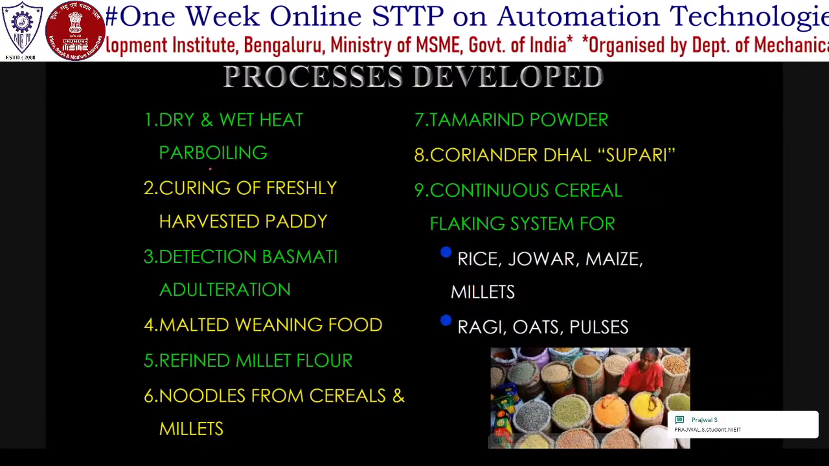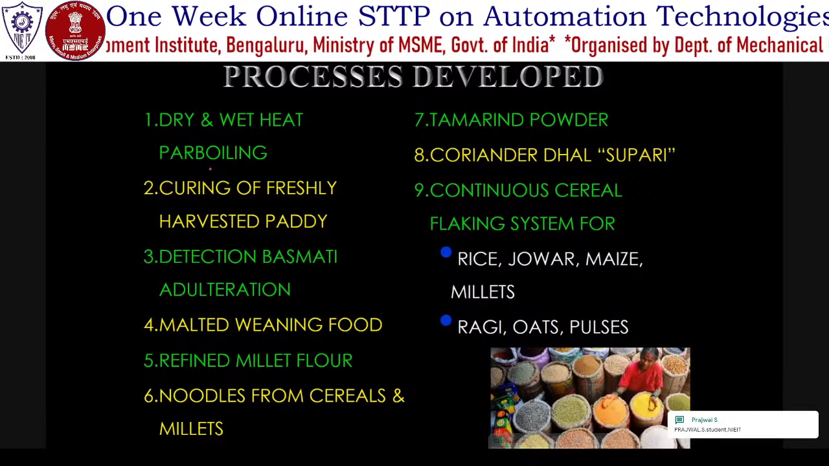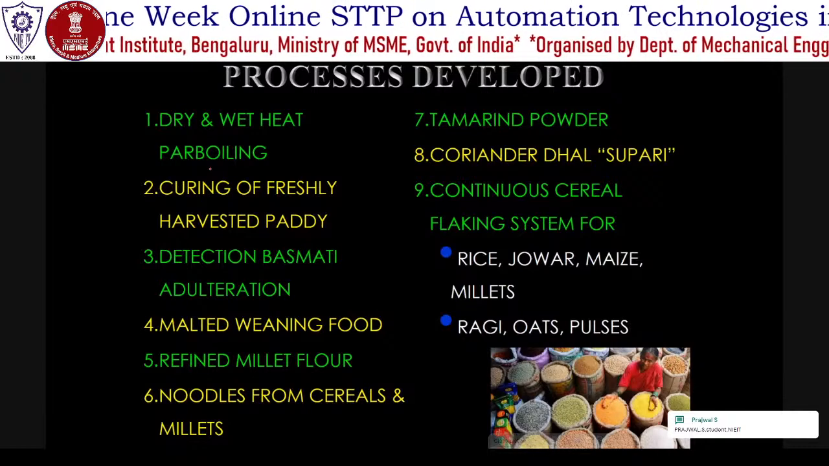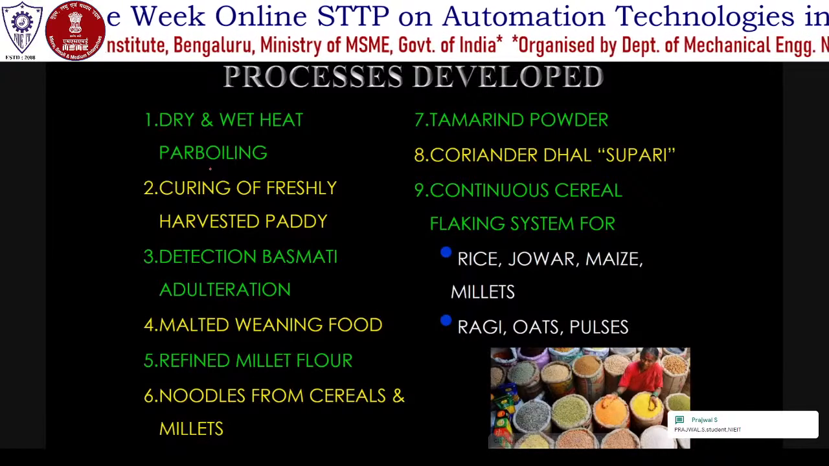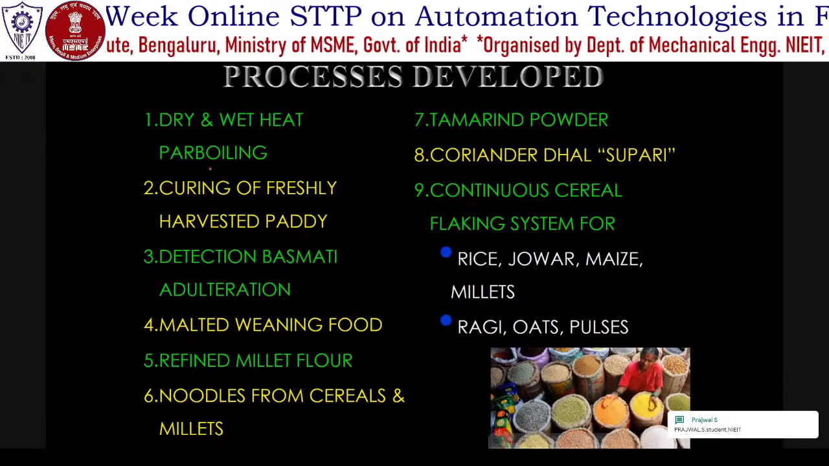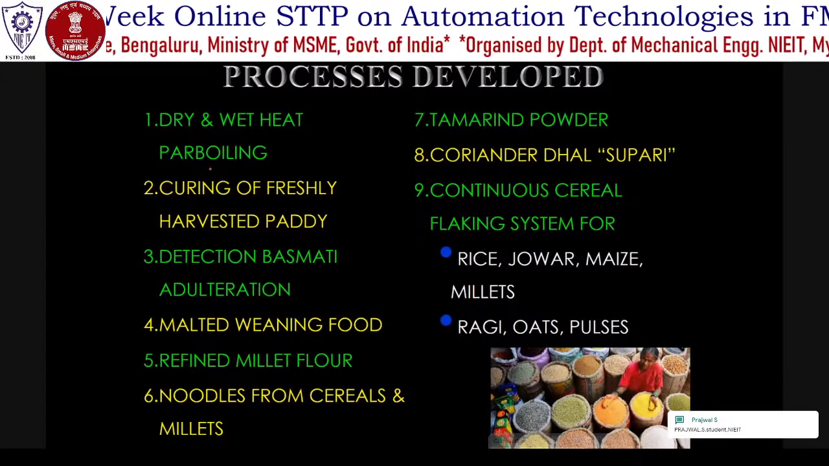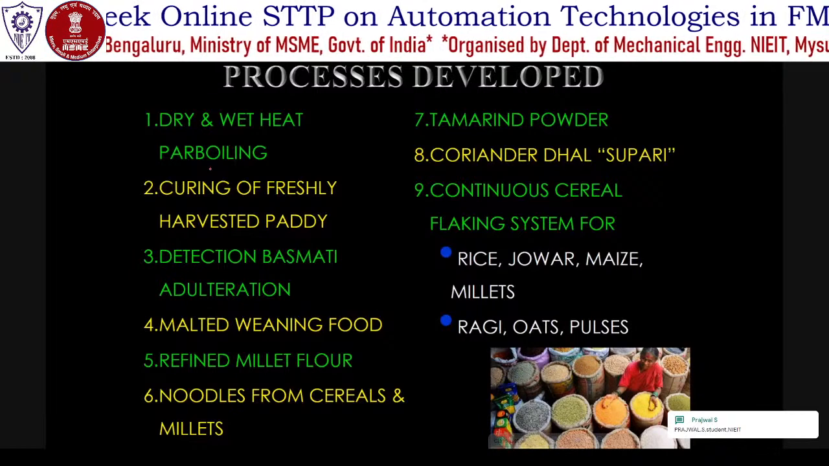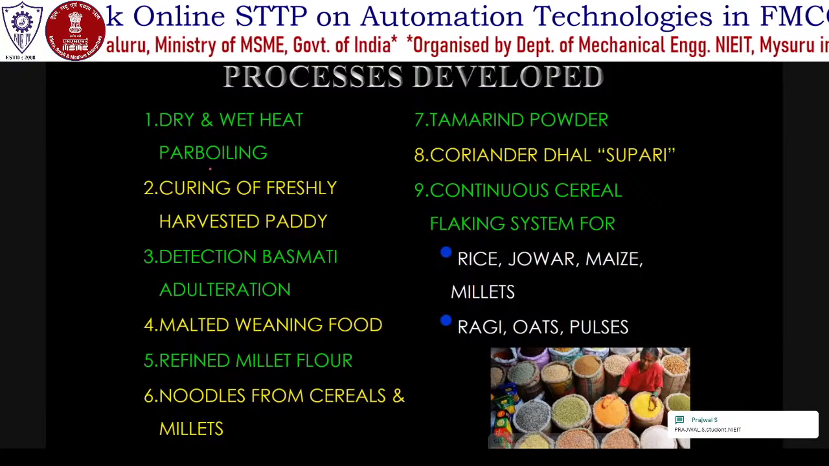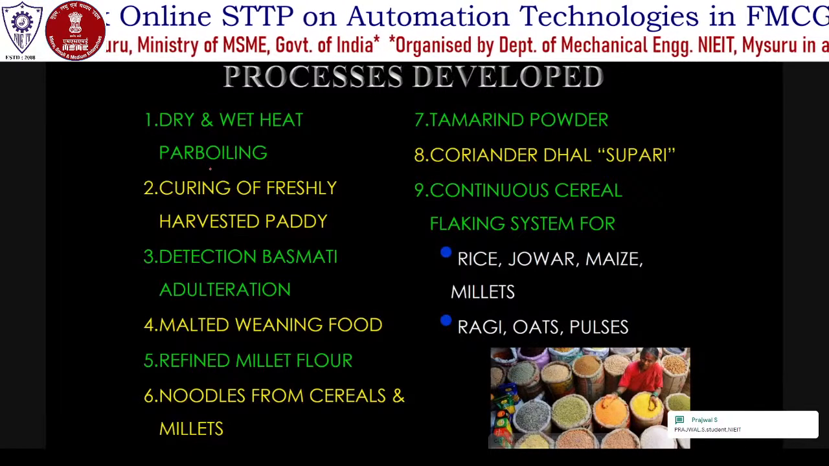You have pulse-based soup. This looks like tomato soup, but it is actually made from horse gram. This is a mini dal mill. It's a machine used for milling of pulses. And this is jowar flakes. You can see how good it is, right? And this is a vermicelli that is made from millets. So today you can give any grain, we'll convert it into vermicelli, right?